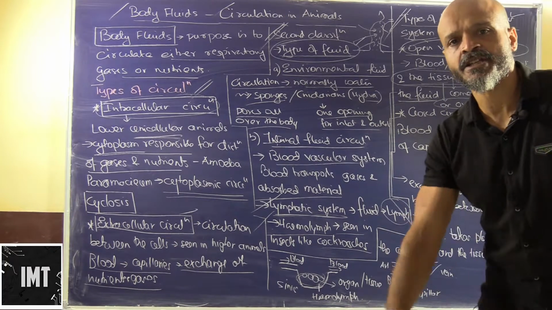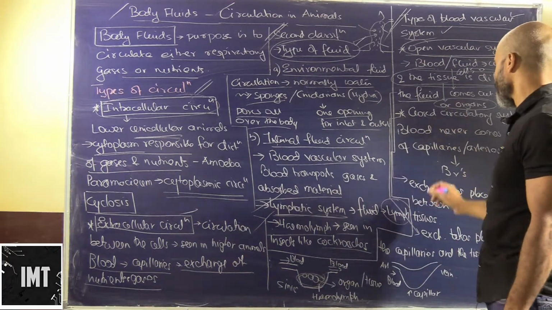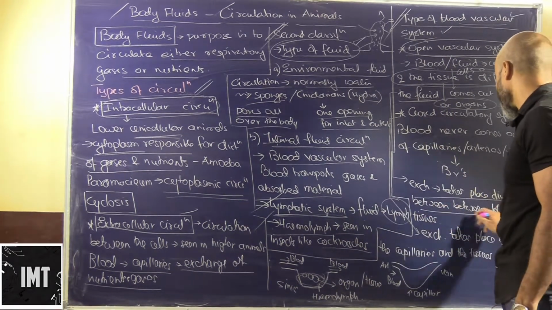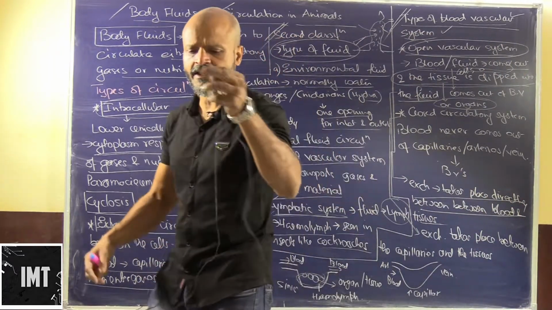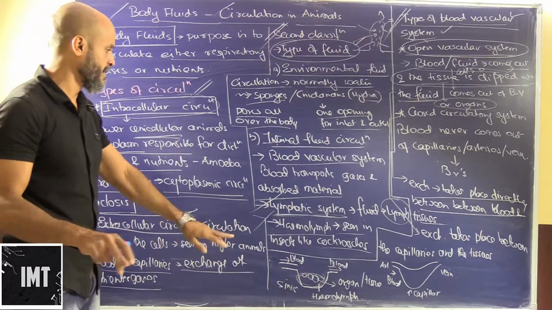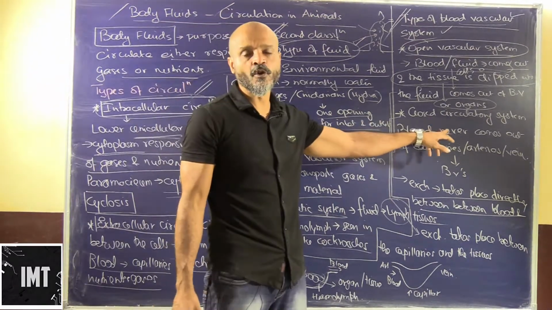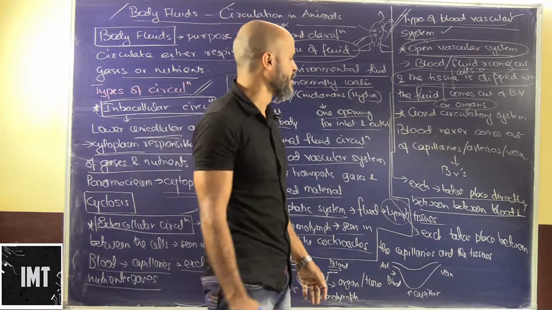So there is a direct exchange. This is called an open circulatory system, and the exchange takes place directly between the blood and the tissues. If you notice, there is a direct exchange that takes place between the blood and the tissues. Now we have the closed circulatory system, as we have in human beings.